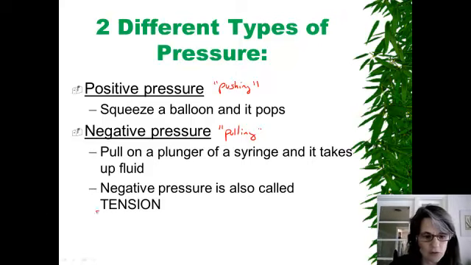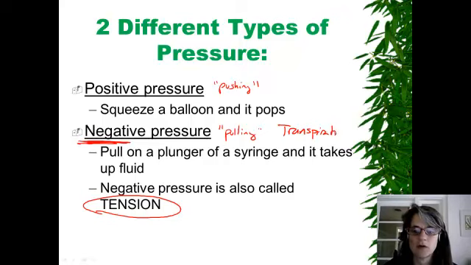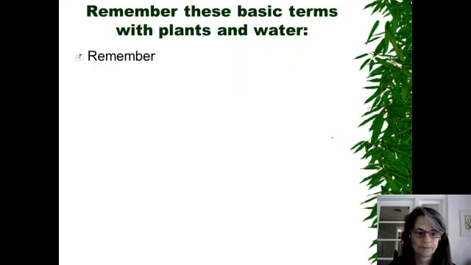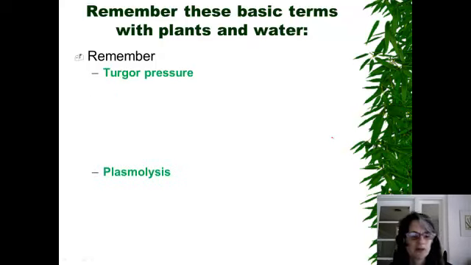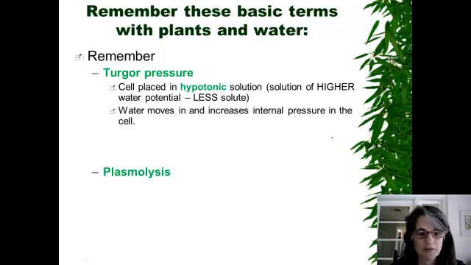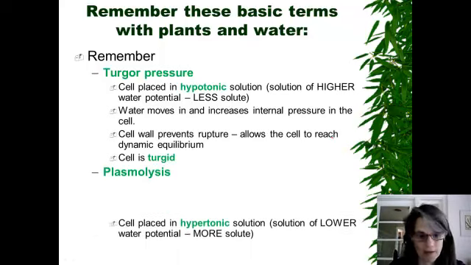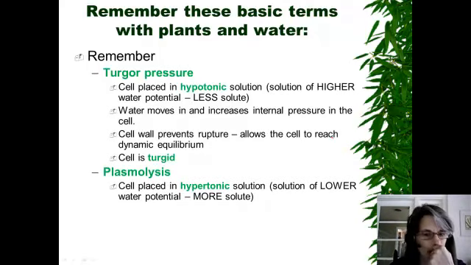Negative pressure is also called tension. Okay? And this is the one negative pressure that we are going to be following in transpiration, or the movement of water through the plant. Okay? I do want you to remember these terms, turgor pressure and plasmolysis, mainly because this is just a good place to remember that these terms existed. Remember these words, hypotonic and hypertonic and turgid and flaccid. If you don't remember those, let's review them at a review session, okay?